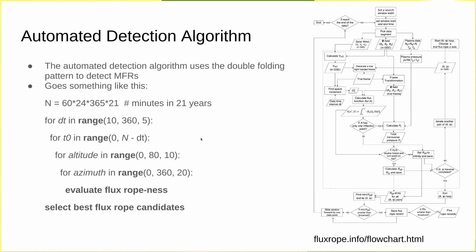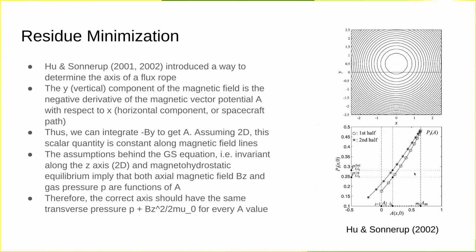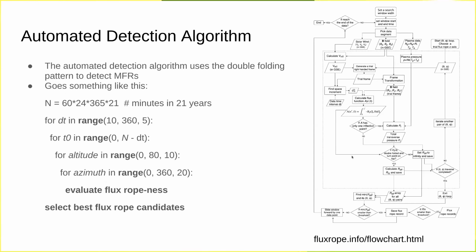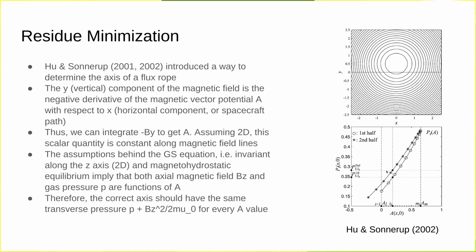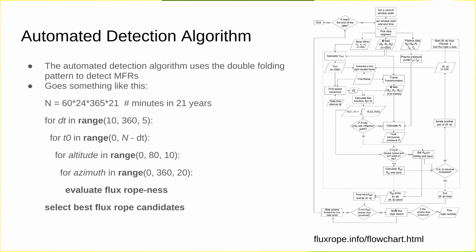So that was in 2001 and 2002 they developed that. So that was a couple of decades ago now. But a few years ago, they developed this automated detection algorithm, which uses the same double folding pattern that they use to find the axis orientation, but they also use that as a criteria now to determine if it's a flux rope. So first, for a certain time window, for a certain axis orientation, if this matches really well, then that's their criteria for finding a flux rope.